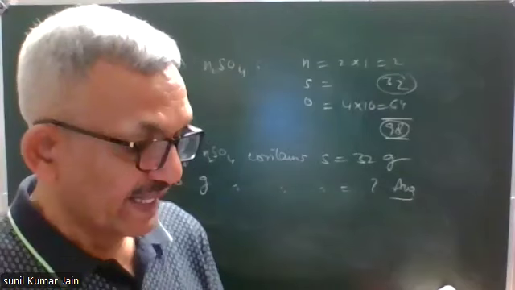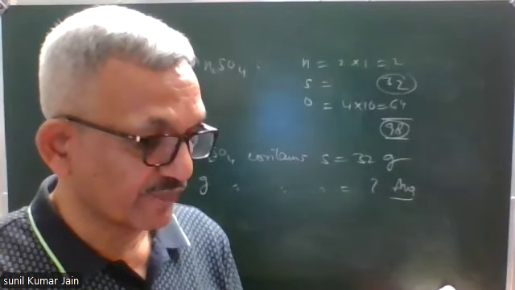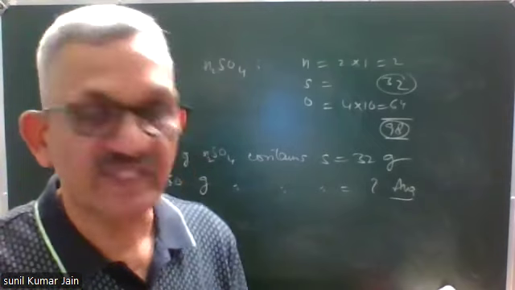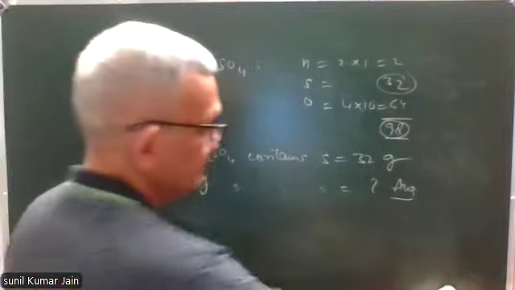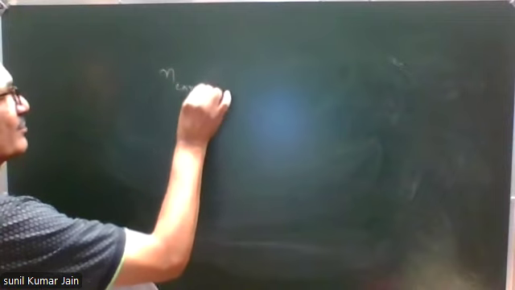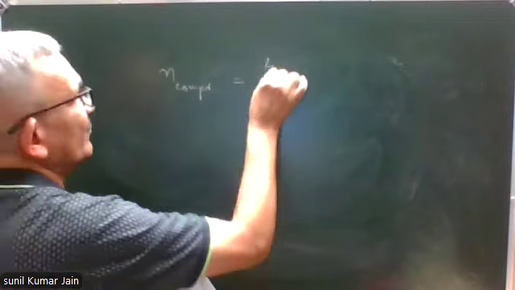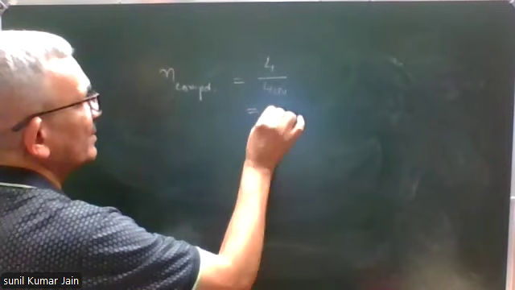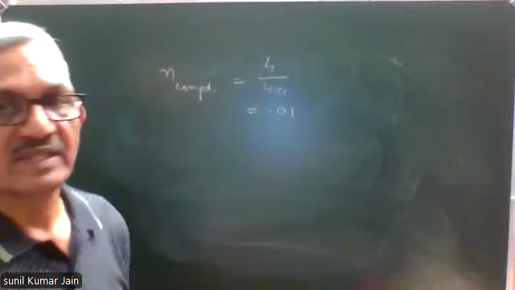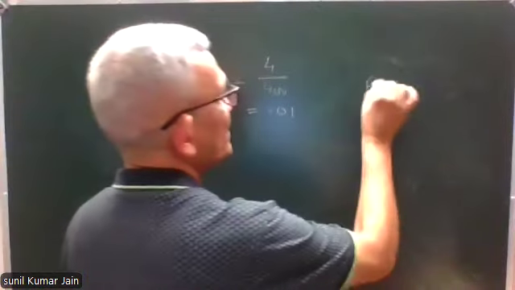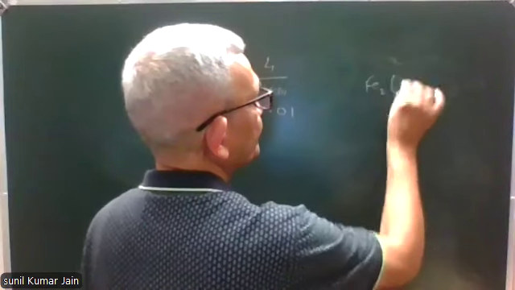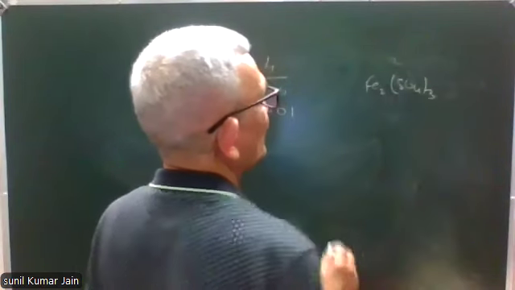Last numerical. Calculate the number of oxygen atoms in 4 grams of this compound, ferric sulfate. Molecular weight is given within brackets, 400. So number of moles of compound will be weight divided by molecular weight. This compound is 0.01 mole. See, the compound is Fe2(SO4)3.